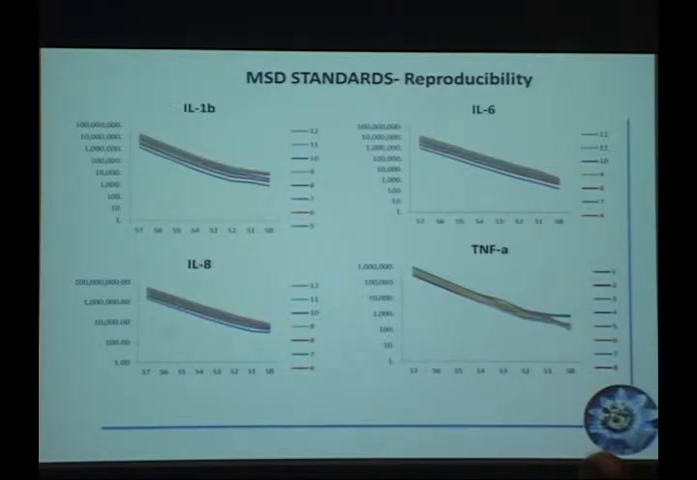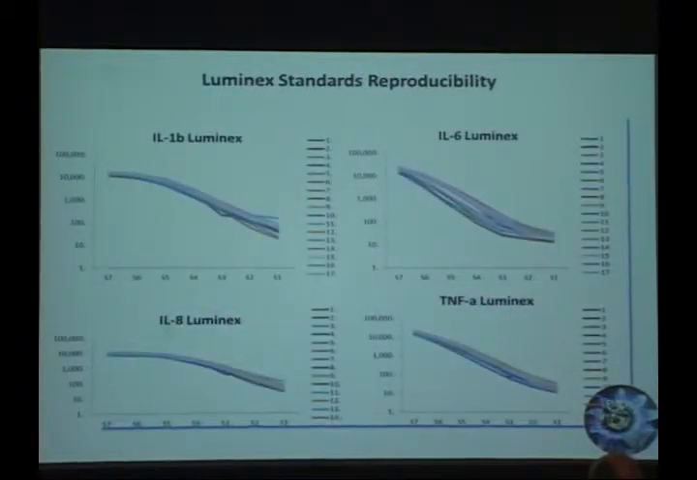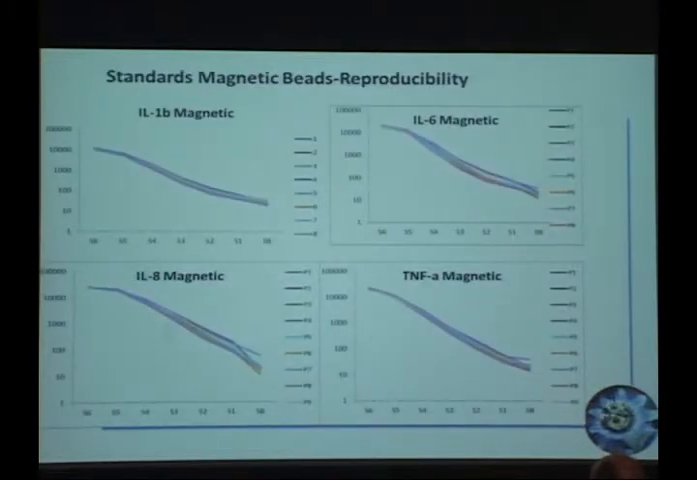And you can see pretty much here, this is for MSD. You can see that there's somewhat little more variable when you approach the lower standards. This is more noticeable when we look at the Luminex, where the spread out between S3 and S1 is much more noticeable for IL-1 beta, for IL-6, somewhat for TNF alpha, and also for IL-8. It's true for the magnetic standards as well. Again, repetitions.